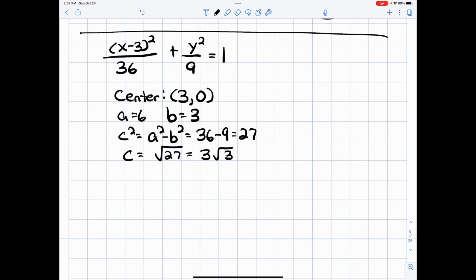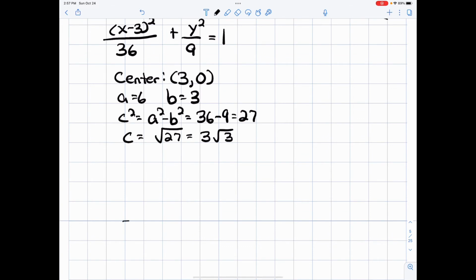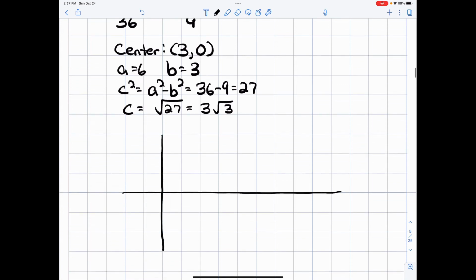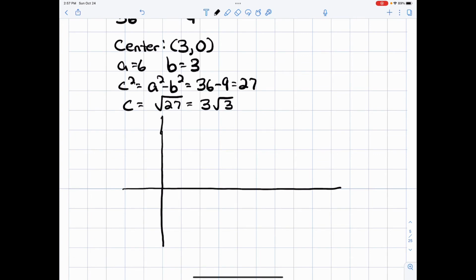All right, so when we go to graph this, make sure I've left myself enough space here. Let's see here, 1, 2, 3, 4, 5, 6, 7, 8, 9. 1, 2, 3. Yeah, I think I have enough space. I think I'm good. All right, my center is at (3, 0). So right here.